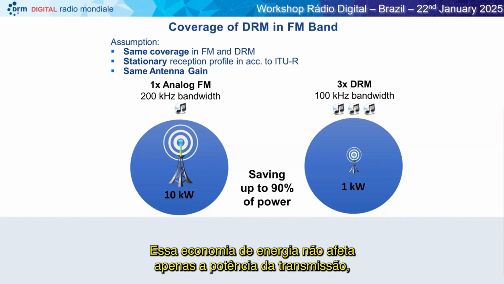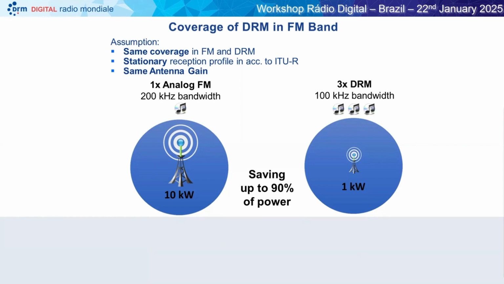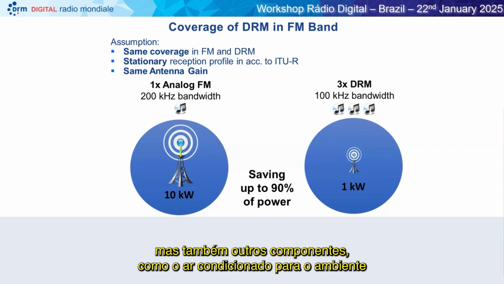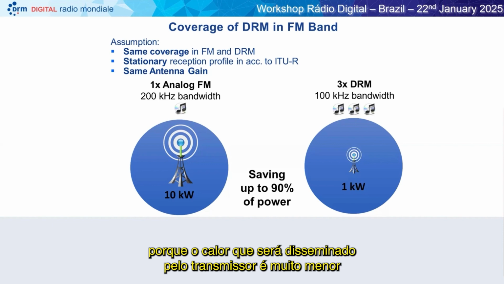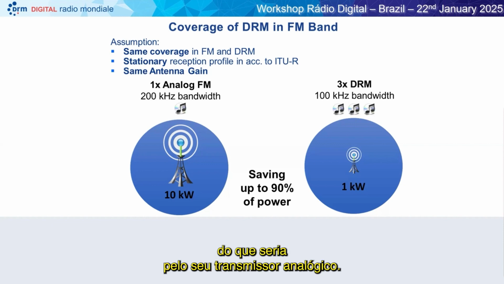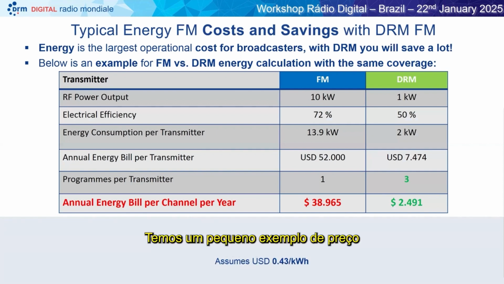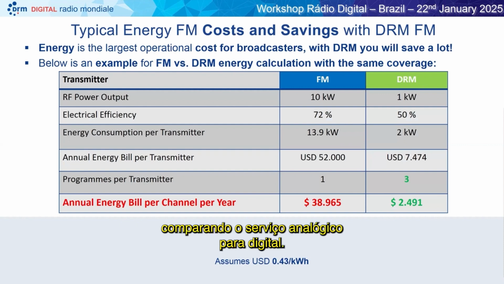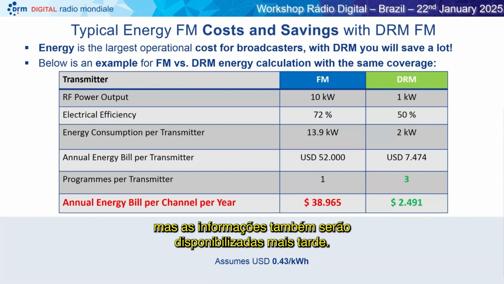And that energy saving is not only affecting your transmission power, it's also affecting other components like the air conditioning that you need for the room, because the heat that will be disseminated from the transmitter is much less than it would be from your analog transmitter. So the operational costs are really going to be much, much lower. We've got a little price example of what you're going to save in OpEx per service from analog to digital. You can keep these numbers, but the information will be made available also later on.